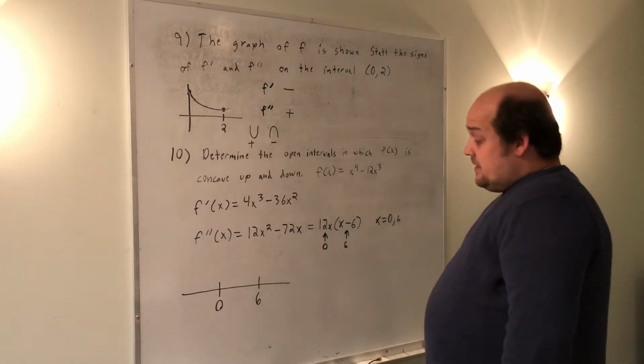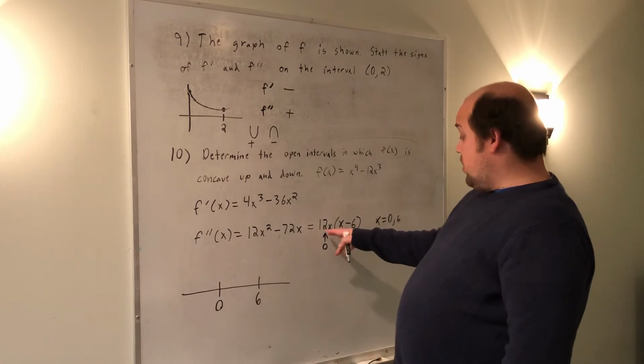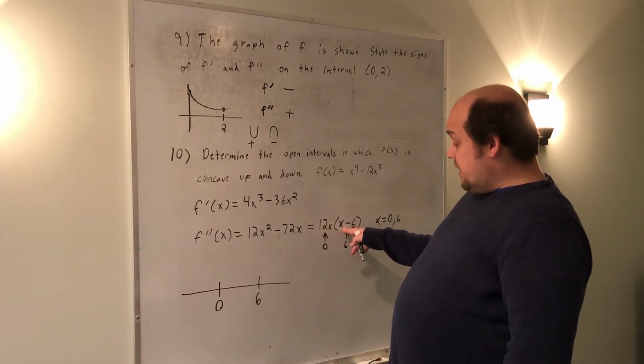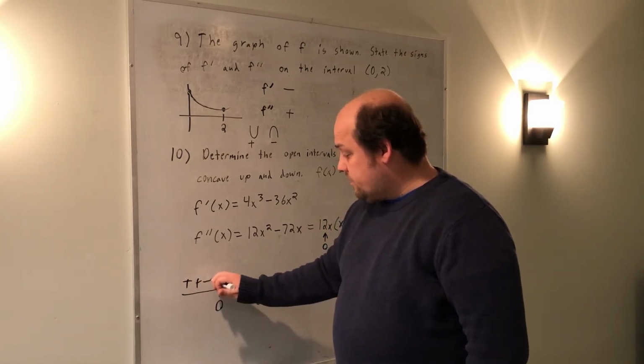I'm then going to plug something in less than 0. So let's plug in a negative 1. Negative 1 makes this negative. This would also be negative. Negative times a negative gives me a positive.